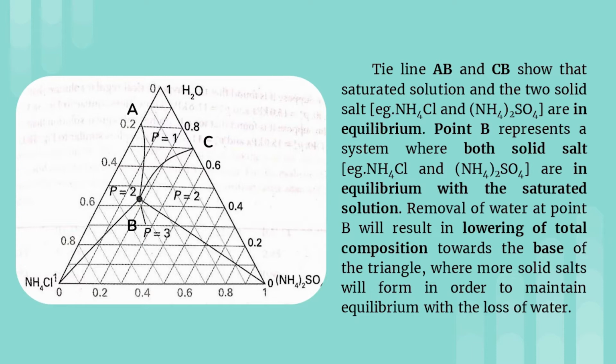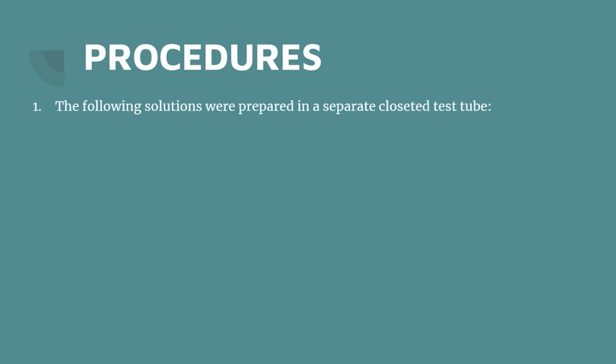The removal of water at point B will result in lowering of the total composition towards the base of the triangle, where more solid salts will form in order to maintain equilibrium with the loss of water. So, let's go through the procedures of this experiment. First step, the following solutions were prepared in separate closed test tubes.